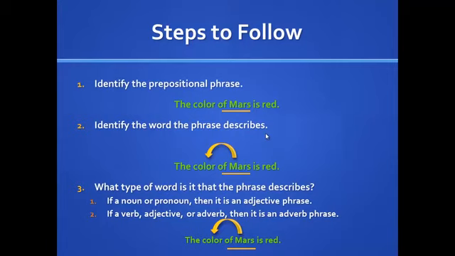So let's think. What type of word is color? I'm hoping you said that it was a noun, because color is a thing, so it is a noun. And so, since it is a noun, that must mean that we have an adjective phrase. So of Mars is your prepositional phrase, the word that it modifies or describes is color, and it is an adjective phrase because color is a noun.